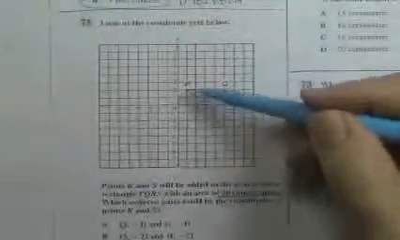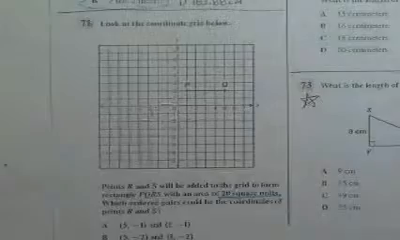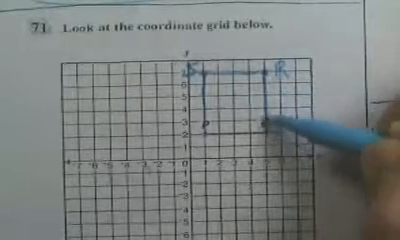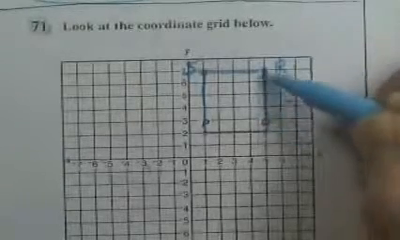Okay, number 71, we're asked to make a rectangle with 20 square units. So from here, it can go up or it can go down, but 20 square units. Okay, now I could go up and make a rectangle, and I have to go 5 spaces, right? Because 5 times 4 makes 20. So I could do that.